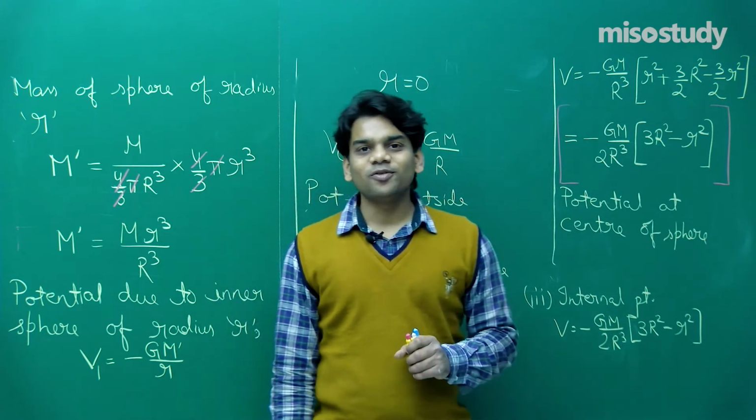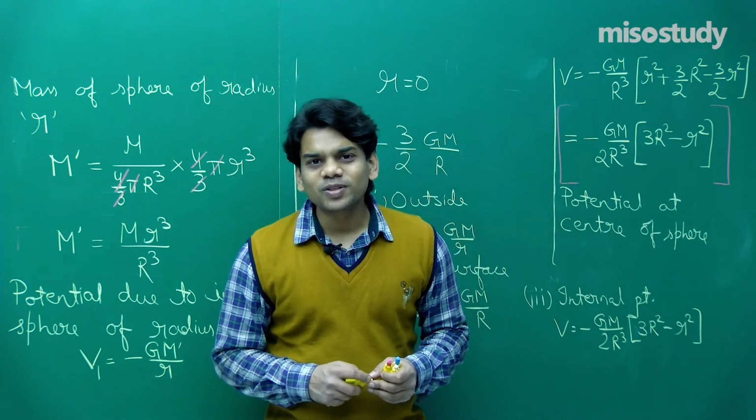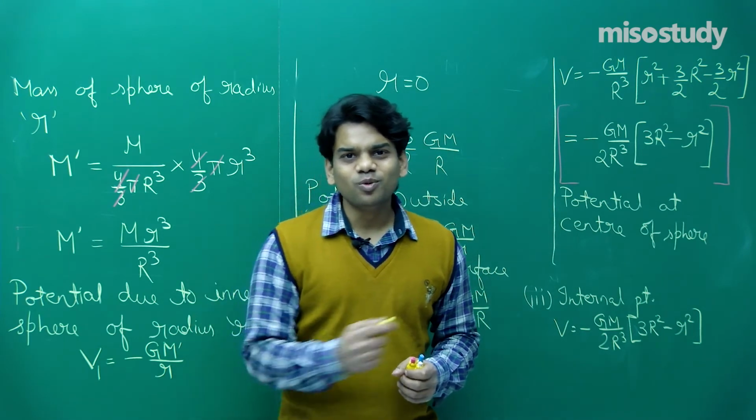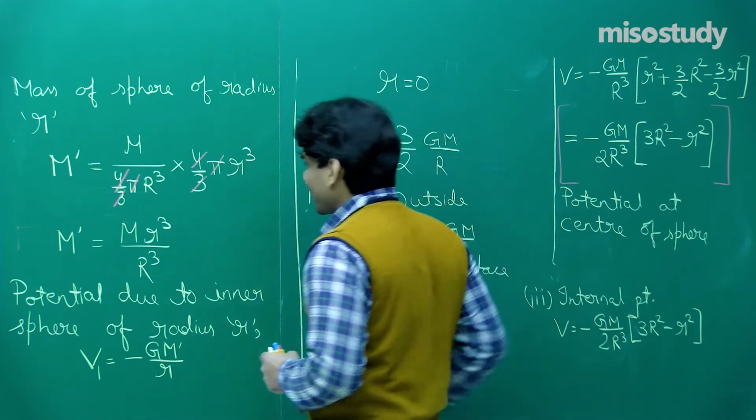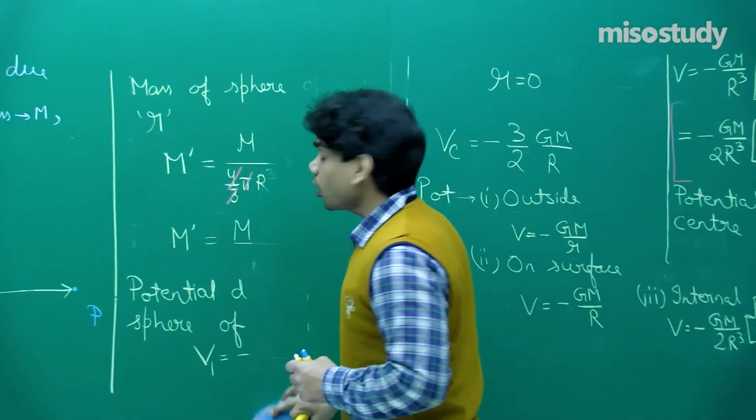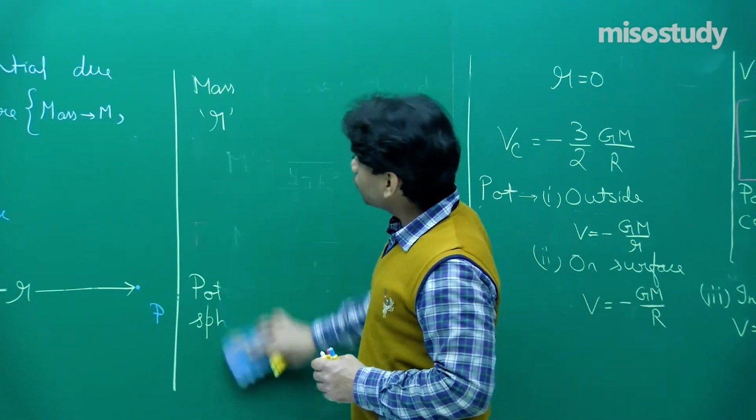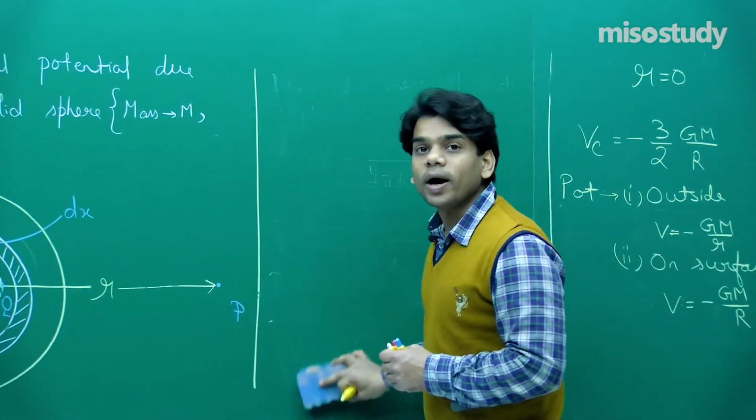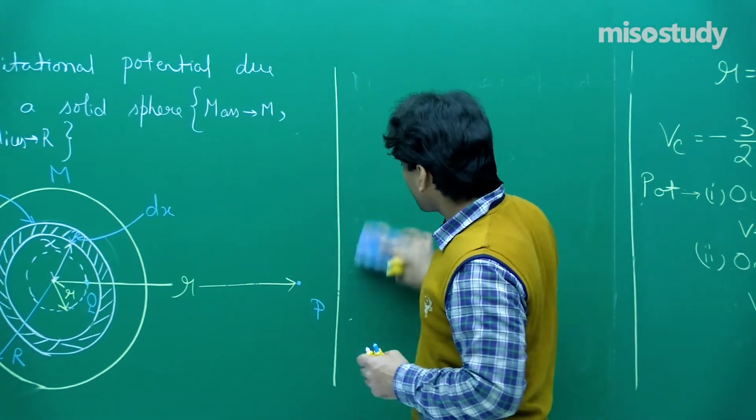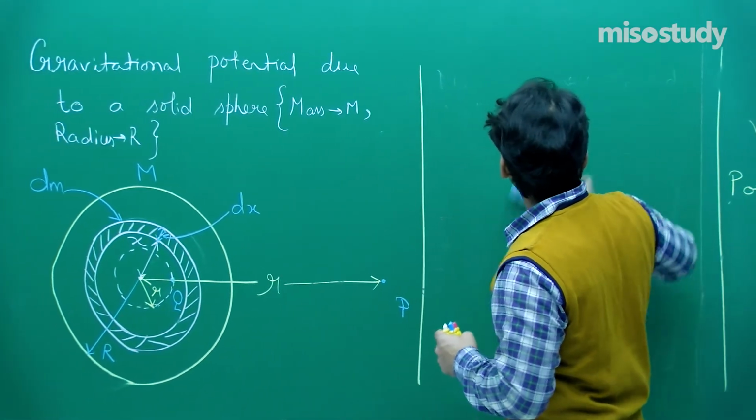Now, using all these three formulae, can we show the variation of potential as we move from the center of the sphere? See how it will vary. Let me show you a graph showing its variation. Now, remember one more thing. Try to remember the formula of potential at an internal point. This is required because a student can easily forget the formula.